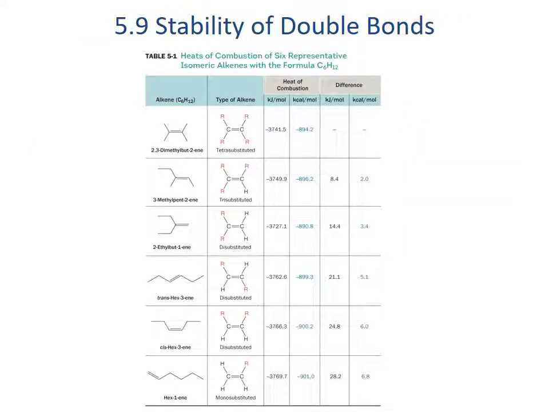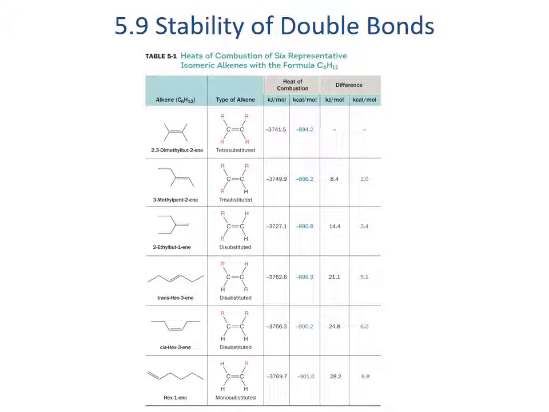Sometimes the change in properties is somewhat predictable. Alkenes give a great example of this. Every one of the alkenes in this table is an isomer of the others. The main difference between these isomers is how many carbons are attached directly to the double bond. Compare trans-hex-3-ene and cis-hex-3-ene. The trans diastereomer has a lower heat of combustion, indicating that it is more stable. So trans alkenes are more stable.